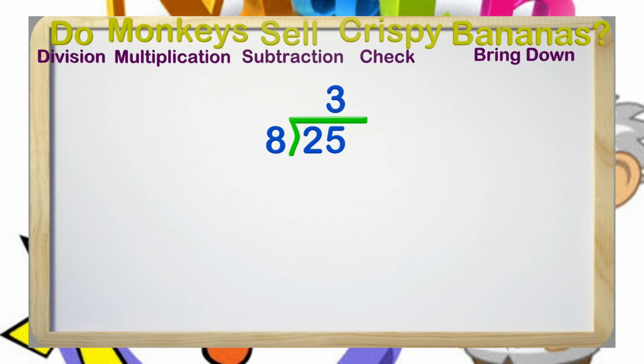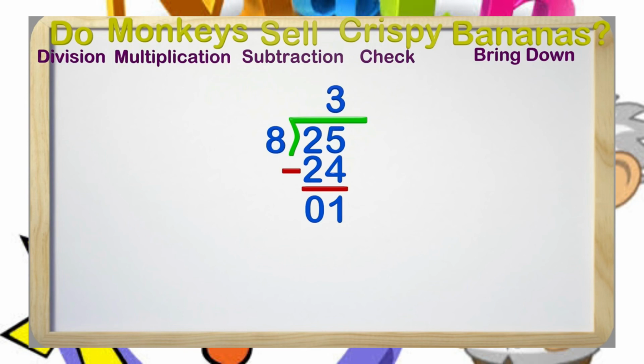We divided, and now we do multiplication. 3 times 8 is 24, and it goes directly under the dividend of 25. We now move on to subtraction. 5 minus 4 equals 1, and 2 minus 2 is 0. Our next step is to check and see if 8 goes into the number we just got, which is 1. The answer is no. 8 does not go into 1 because 1 is smaller than 8.